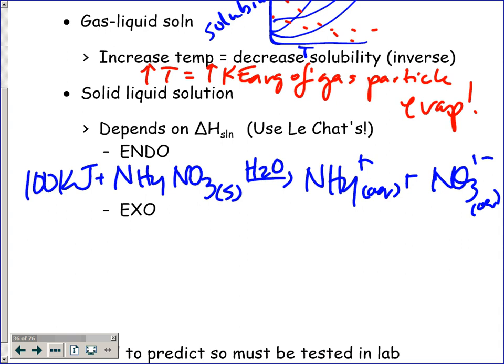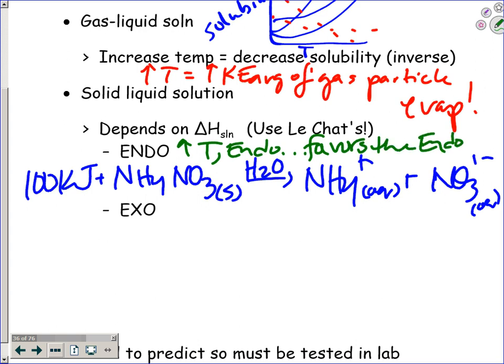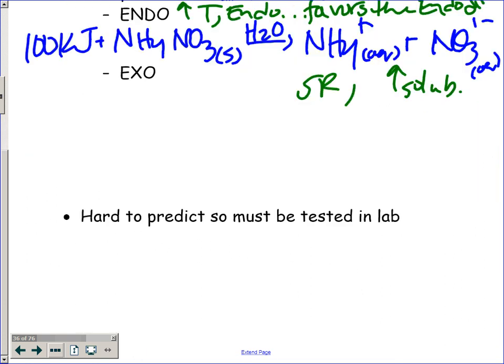Okay, so if you increase the temperature on an endo process, do you guys remember the phrasing we have to use for this? It favors the what? So increasing temperature favors the endo direction, which for us is the forward direction. So what are we doing to solubility? Increasing solubility, because we're basically shifting right, and that's going to cause more ions to be favored. So you probably can figure this out. What's going to happen with an exothermic process? Favor the what?